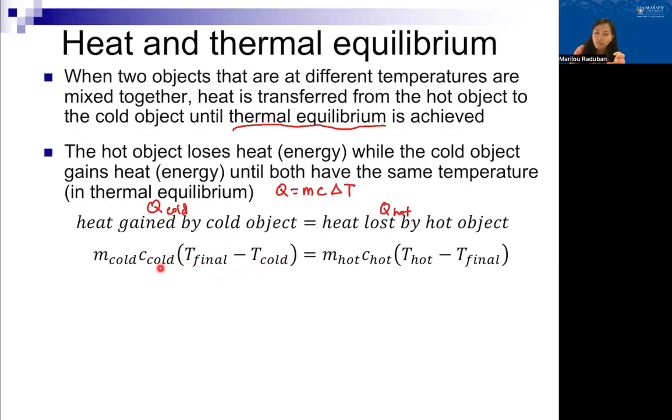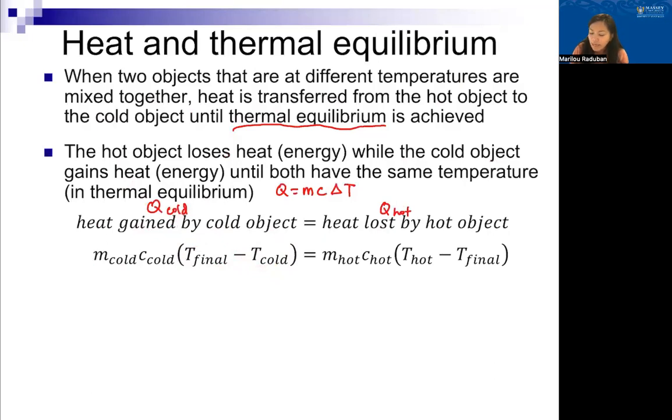It's the cold object that will heat up. It's the cold object that's gaining heat. So on the left side of the equation, which refers to the cold object gaining heat, the final temperature of that cold object will be higher than its initial temperature. And so the change in temperature will be the final temperature, which is the higher temperature, minus the initial temperature of the cold object, which is lower in the beginning.